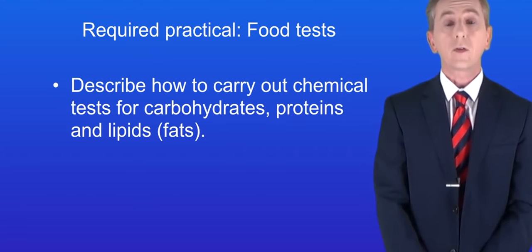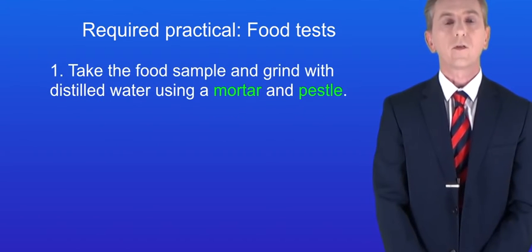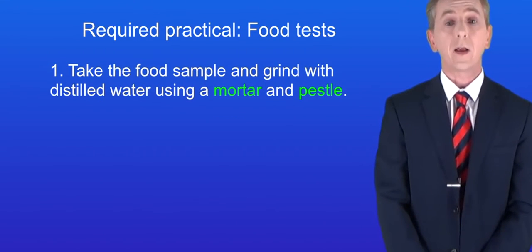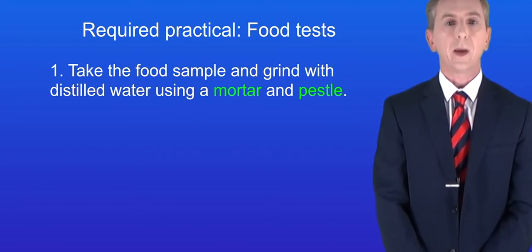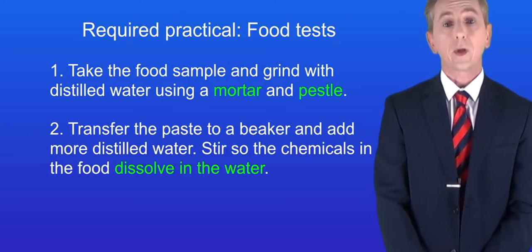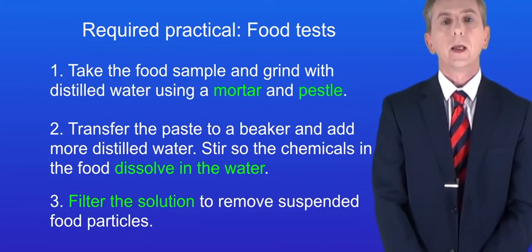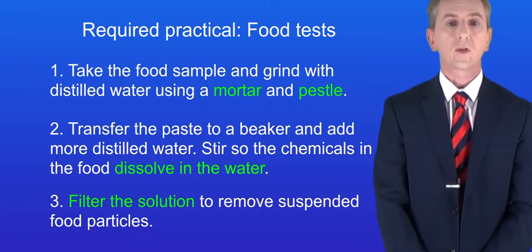I should point out that all of the chemicals in these tests are potentially hazardous, so safety goggles must be worn throughout. Okay, so first we take our food sample and we grind this with some distilled water using a mortar and pestle. We want to make a paste. We then transfer the paste to a beaker and we add more distilled water. We stir this so the chemicals in the food dissolve in the water. Next, we filter the solution to remove suspended food particles. At this stage, we can now test our solution for the chemicals present.